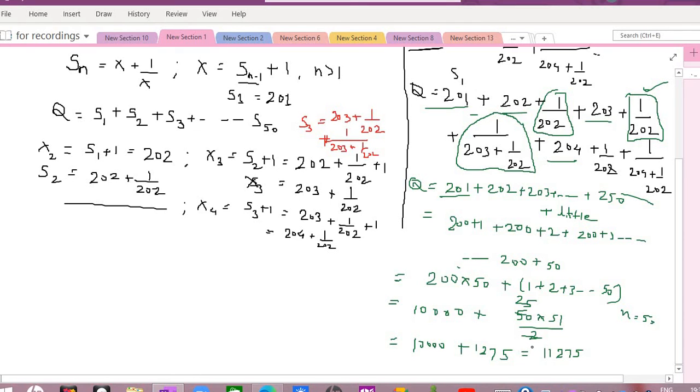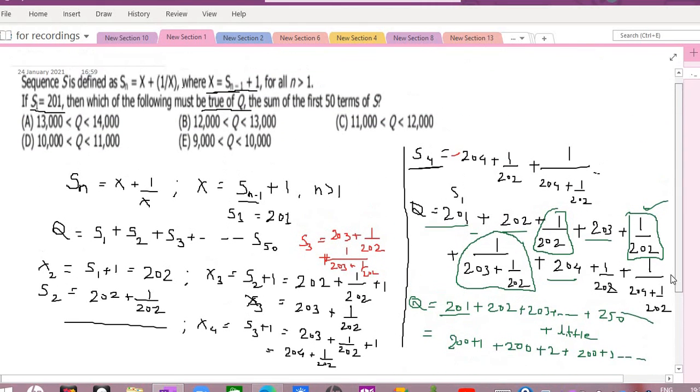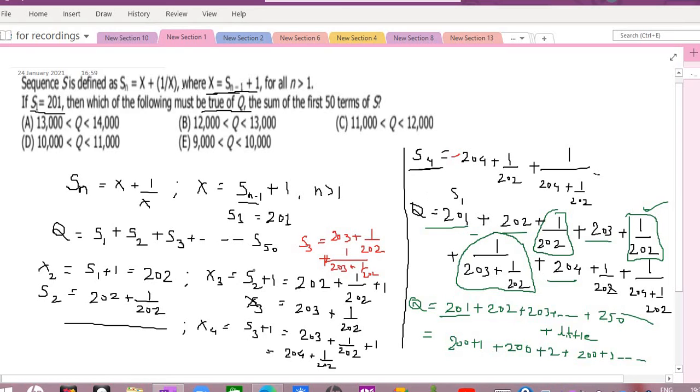Q is going to be 11,275 plus some of those very little terms. And these terms wouldn't really make much difference to your answer because those terms are way too less than 1. So let's look at the options. So this is 11,275 plus some little number. So which option gives you that? So basically the options are quite widely spread. So definitely, because your Q is basically 11,275 plus some little number, it has to be between 11,000 and 12,000.